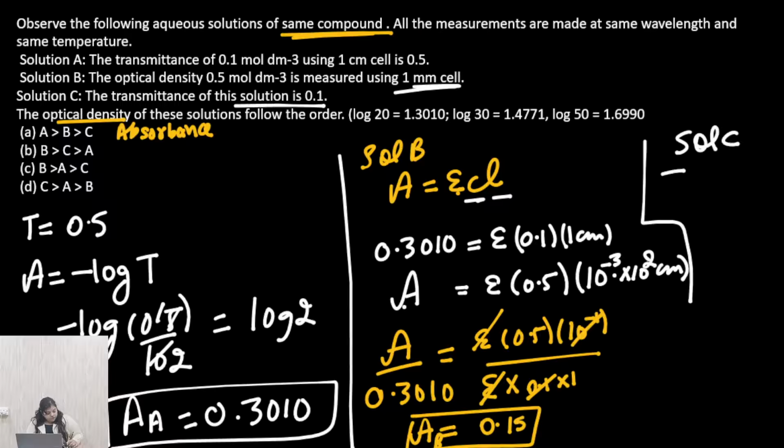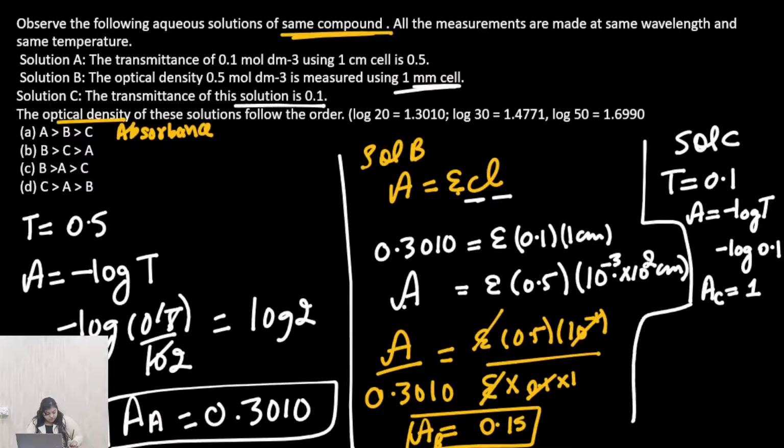for solution C, transmittance is 0.1 and absorbance is equal to the negative log of T, right? So it will be negative log of 0.1, which will be equal to unity. So this is the absorbance of the third solution, which is solution C, right? So here if I see the values now, for solution C, the absorbance value is the maximum, which is 1.